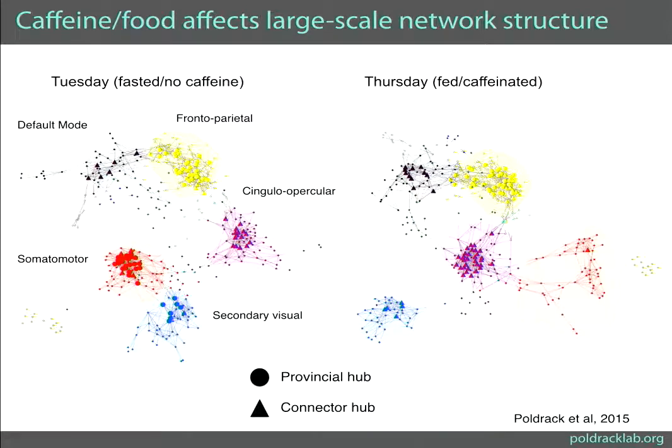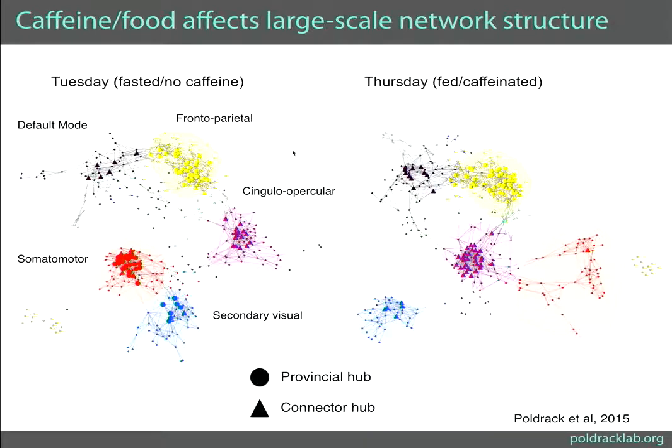Now, one thing we can do to further investigate how this is affecting network structure is to project the data into a two-dimensional space. So we compute the connectivity matrix, threshold it to create a graph, and then project the graph into a two-dimensional space. Each dot here is one of those 620 regions, and I've labeled them in terms of some of the main resting state networks. If you eyeball Tuesday versus Thursday, you can see that many of these main networks, like default mode, frontal parietal, cingulo-opercular, have a similar relationship to one another, maybe a little more tightly integrated on Thursdays compared to Tuesdays, but they don't really change their relationship that much.